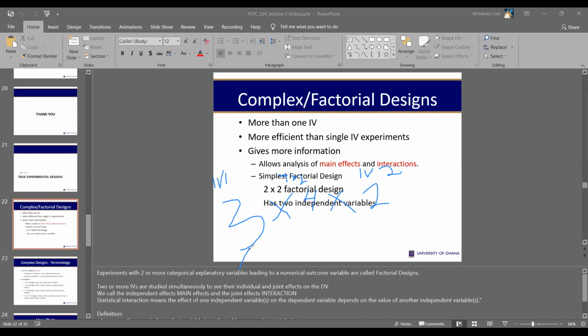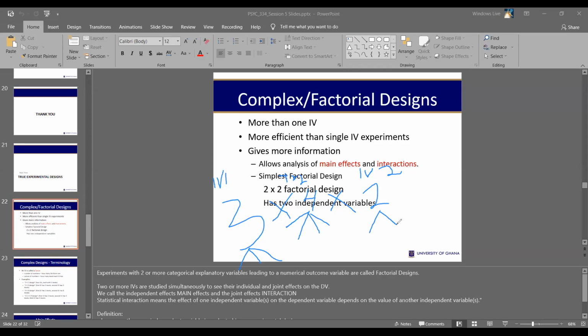So it means IV number 1 has three different groups. IV number 2 has what? Four different groups. Or sometimes they wouldn't say groups, but rather levels. When you see the word level, it means group. Then IV number 3 has 2 levels or groups. So that's what factorial design is all about.